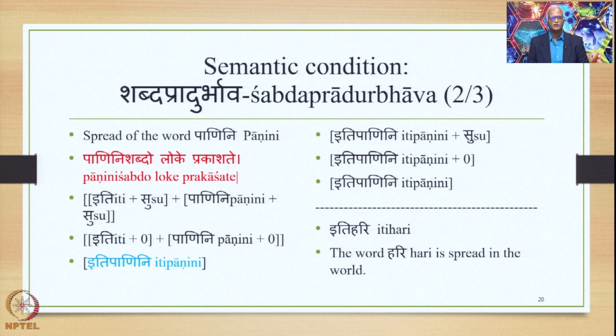So panini shabdo loke prakashate is the input, and iti panini as a samasa, avyayibhava samasa, is the output. When we use this in the sentence, we add the pratyaya su to it, iti panini plus su. Now here we drop su by the sutra avyayadapsupaha, so we have iti panini plus zero. So the finally derived subanta form is iti panini. Similarly, we can also generate the forms like iti hari. What it means is the word hari has spread in the world. So panini shabdo loke prakashate. So iti panini is the meaning. Iti panini is the samasa and also the subanta, which conveys this particular meaning.